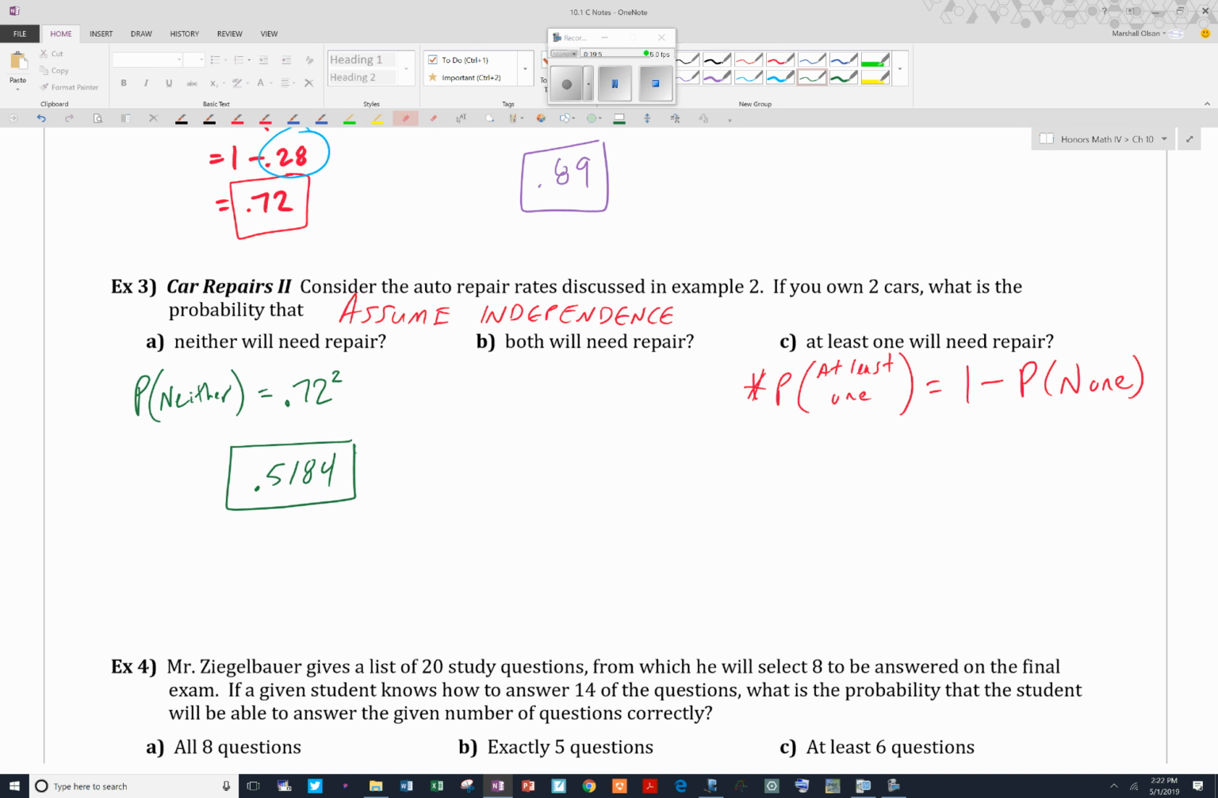Okay, the probability that both are going to need a repair, and just need repair means some repair or at least one repair. So that's that 0.28 that we had, but times itself because they're independent, or at least we're assuming they are. That gives us 0.0784.